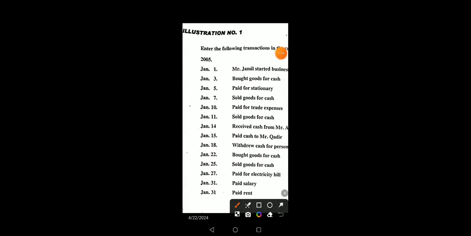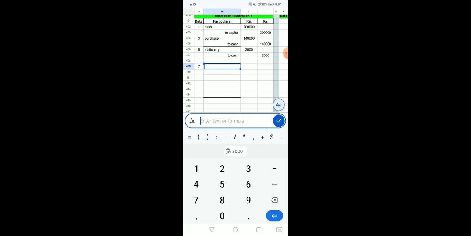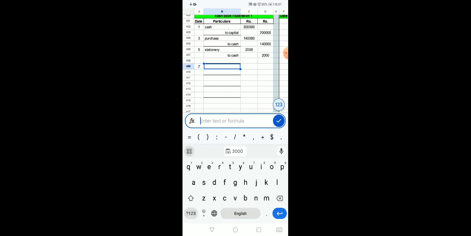Let's see what is next for us, and that is entry number 7. We will put the date first and we'll write entry number 7. What is 7 saying? Sold goods for cash. You are selling goods, receiving cash. When you are selling your goods, you are receiving cash. It means cash in hand is increasing. Cash in hand is your asset. Asset is increasing. Increase in asset should be debited, so you will mention cash on the debit side.